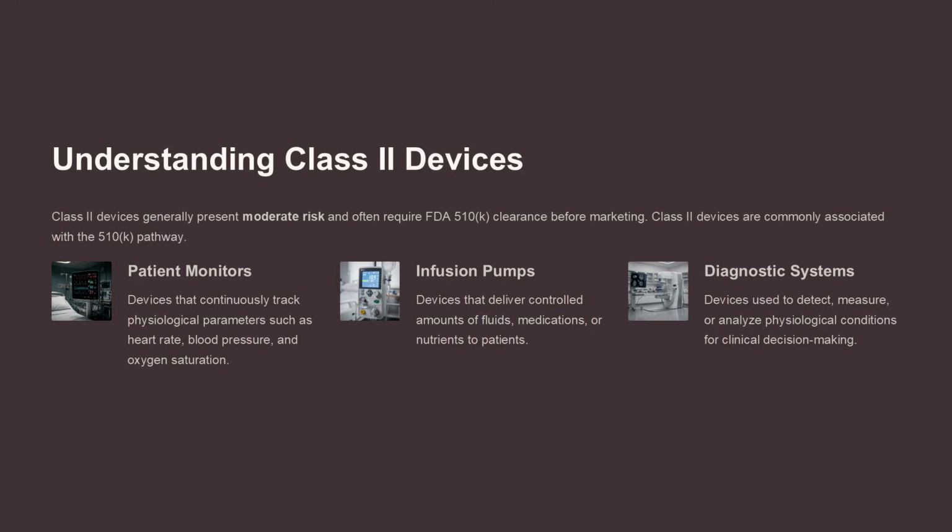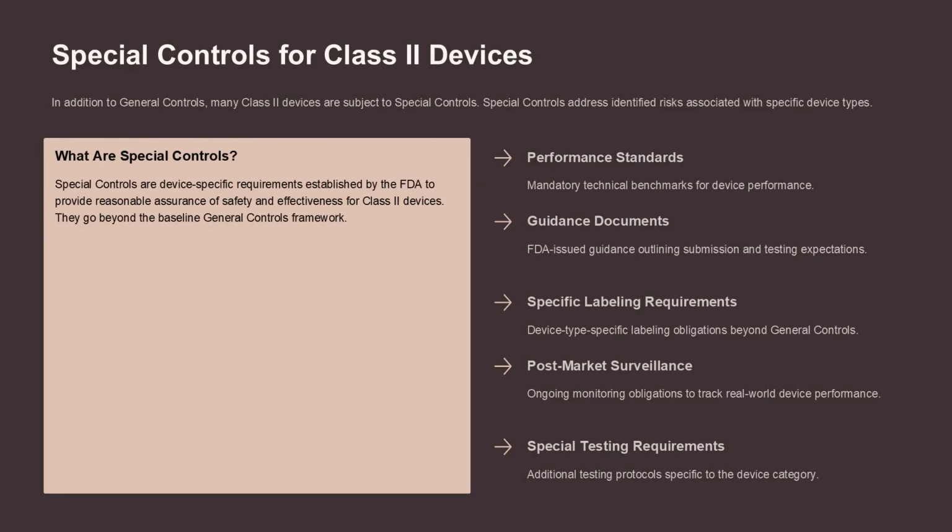Class 2 devices generally present moderate risk and often require FDA 510(k) clearance before marketing. Class 2 devices are commonly associated with the 510(k) pathway. Special controls are device-specific requirements established by the FDA to provide reasonable assurance of safety and effectiveness for Class 2 devices. They go beyond the baseline general controls framework.